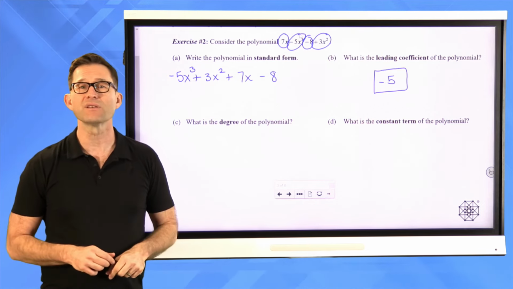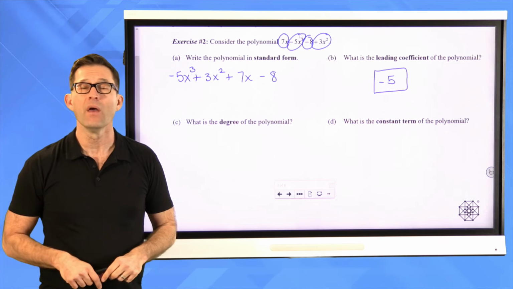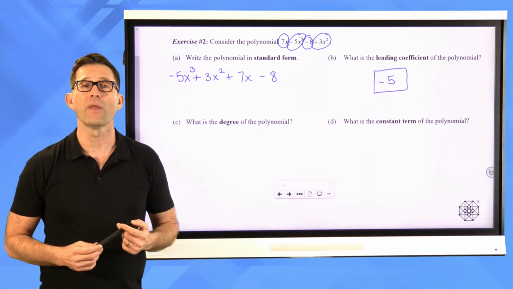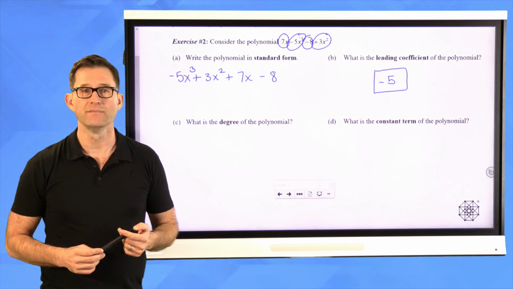Letter C asks us for the degree of the polynomial. Pause the video now and see if you can write down what the degree of the polynomial is.